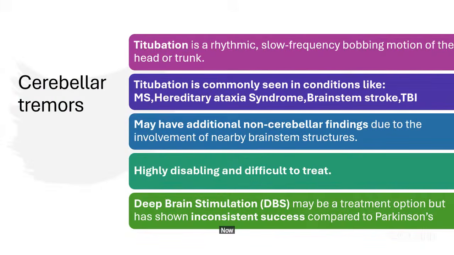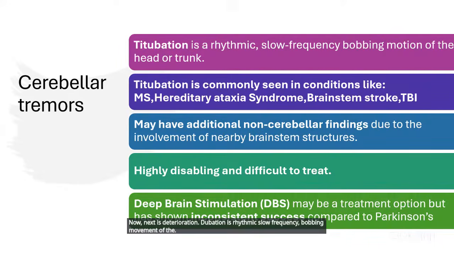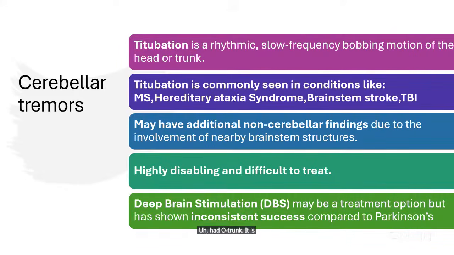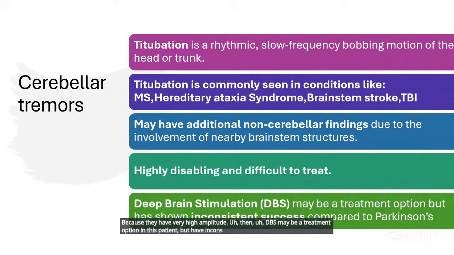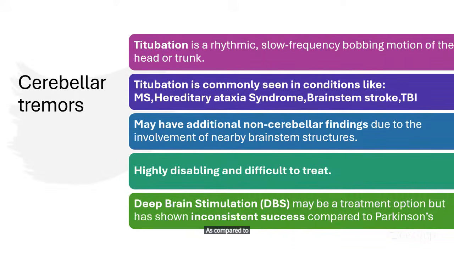Now, next is titubation. Titubation is a rhythmic, slow frequency bobbing movement of the head or trunk. It is commonly seen in conditions like multiple sclerosis, hereditary ataxic syndromes, brainstem stroke, or traumatic brain injury. The patient may have additional non-cerebellar findings due to involvement of nearby brainstem structures. They are very disabling and difficult to treat because they have very high amplitude. DBS may be a treatment option in these patients, but has inconsistent success as compared to Parkinson tremors.